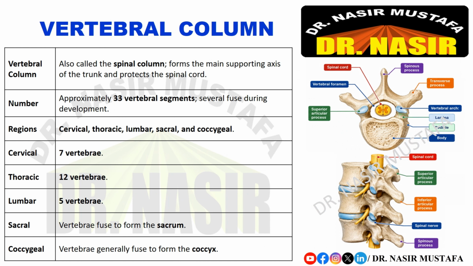For vertebral column, we now move inferiorly to the vertebral column, also known as the spinal column. The vertebral column forms the main supporting axis of the trunk and protects the spinal cord.